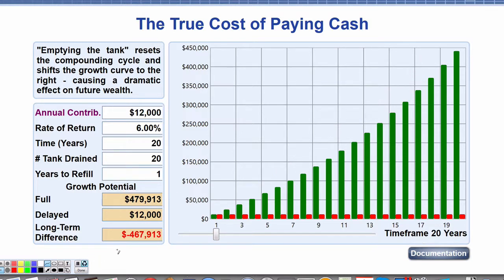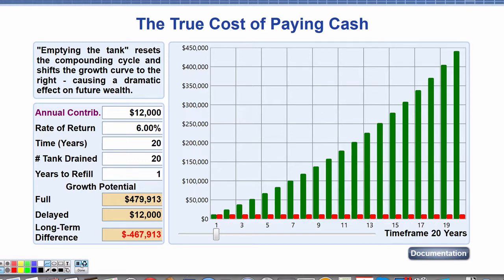But what do we do? We save that money in an account somewhere, and then we spend that money when we go to Hawaii. Then we save that money, and we drain the tank. And we save that money, and we drain the tank. Every year. That's what the red chart below here is showing you. This is what happens when you reset the compound curve and go back to zero, when you spend your own cash on those items, all right?